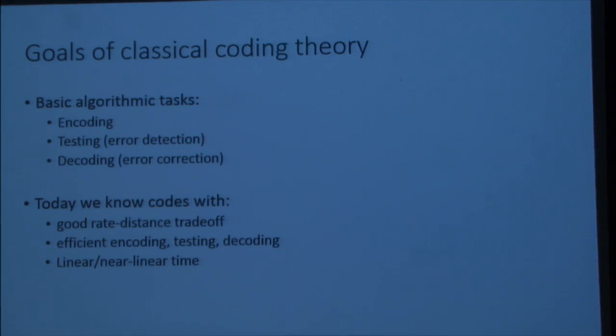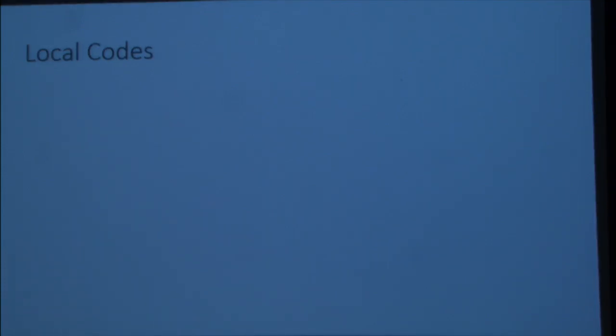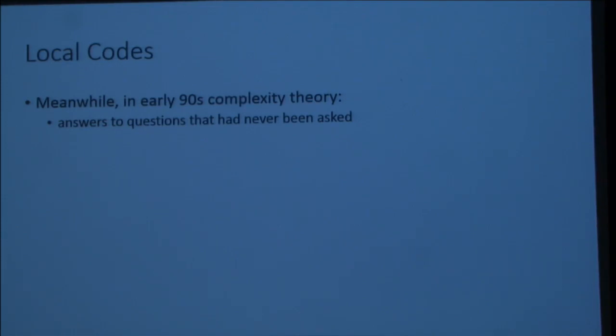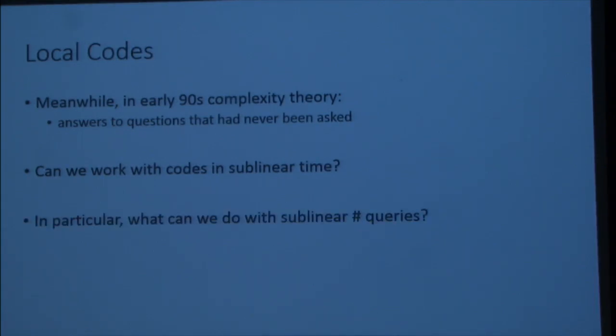We know codes with very good rate distance trade-offs, very efficient encoding, testing, decoding, running in linear or near linear time. But the focus of this talk is going to be on codes which support local algorithms, so local codes. This was a question that coding theorists didn't study for a very long time, but in the 90s, part of complexity theory and proof checking raised questions about codes which had never been studied in the coding theory context, which have now been studied extensively for their own sake. What can we do with codes in sublinear time? With a sublinear number of queries into a code word or a corrupted code word, what information can we get about the underlying code itself?